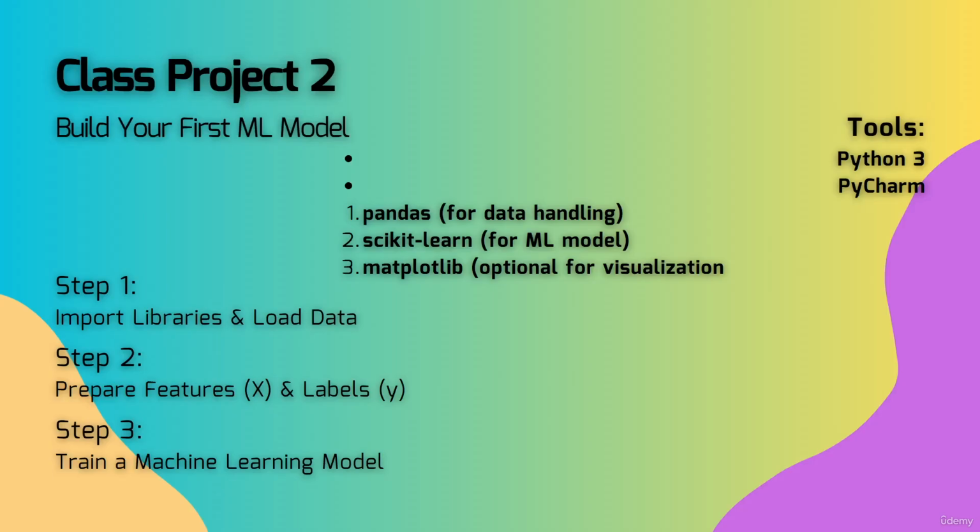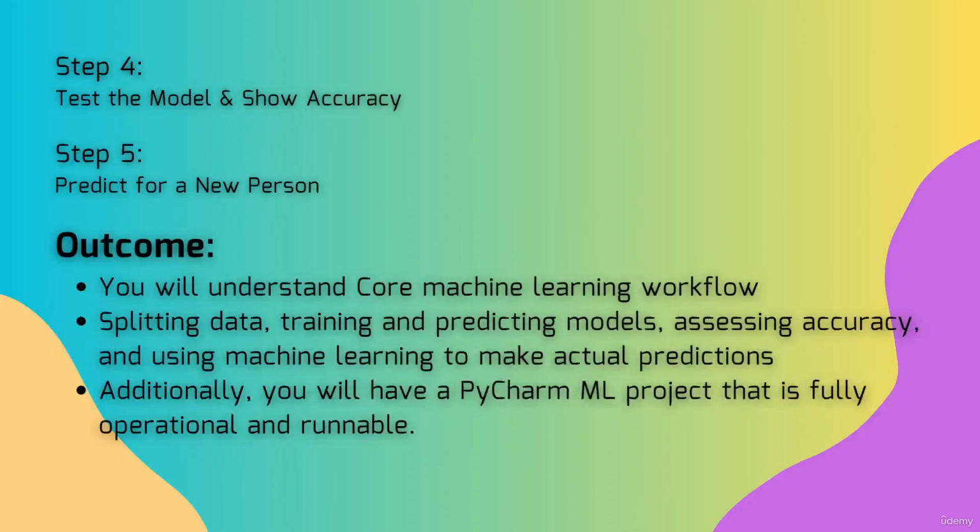The libraries that you're going to require in this class are Pandas for handling your data, scikit-learn for your machine learning model, and also matplotlib to visualize your data. The steps that you're going to follow: importing the libraries and loading up your data. In step 2, you're going to prepare the feature and the label, which is basically the variables x and y. In step 3, you're going to train the model using machine learning. In step 4, you're going to test the model and show the accuracy of your model. And in step 5, you're going to predict for a new person.